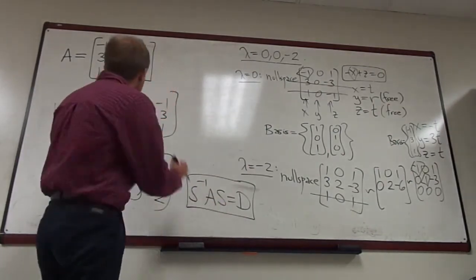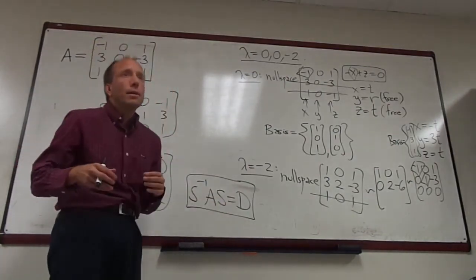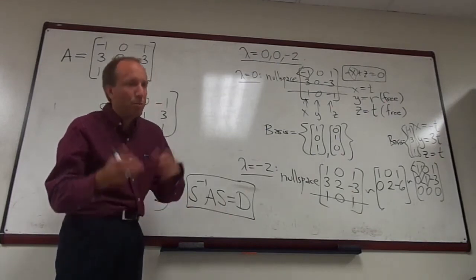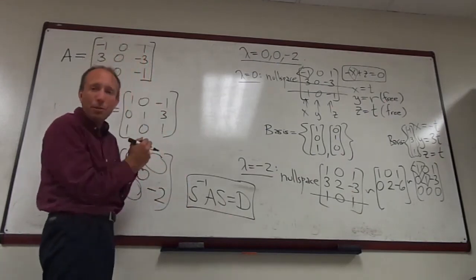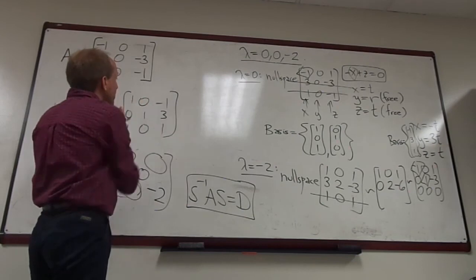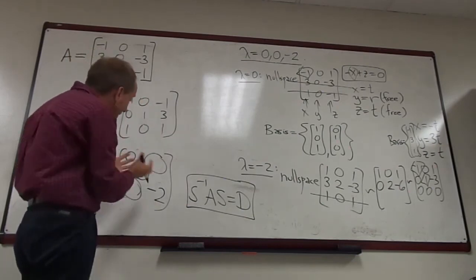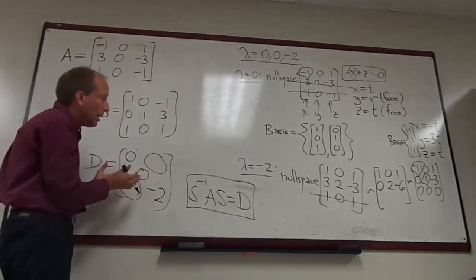If you have a matrix S that has a column of zeros in it or something, or a row of zeros in it, it can't be right, because S must be invertible. D, of course, does not have to be.